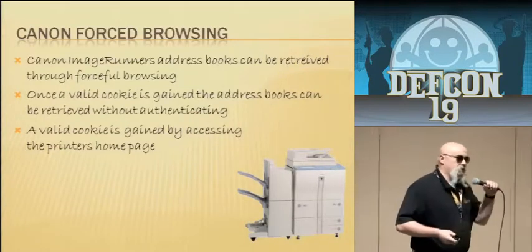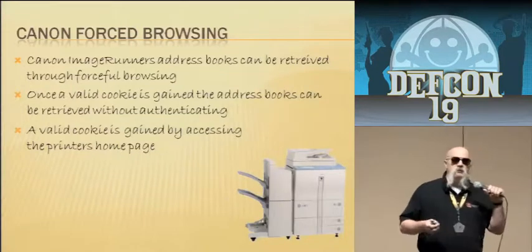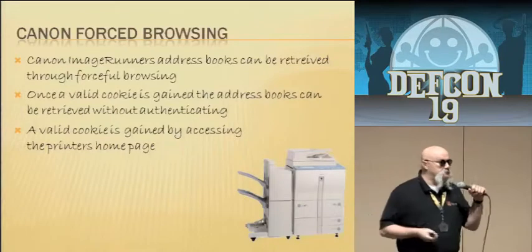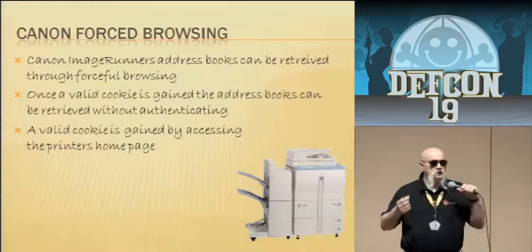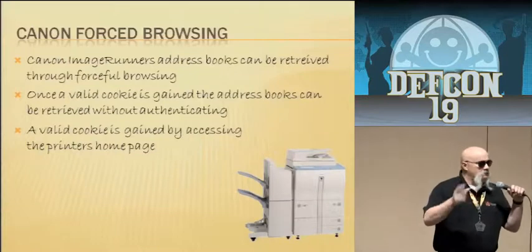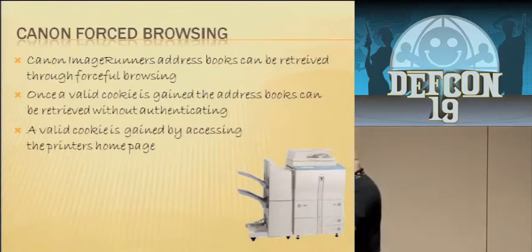On Canon printers and a lot of other devices, the address books contain more than what you typically expect an address book to contain, or they can. We normally expect to see username, email address, phone number, typical stuff like that, maybe some fax information. Well, it turns out on this particular device, there's a lot more information. So let's look into forceful browsing, gaining access to that.